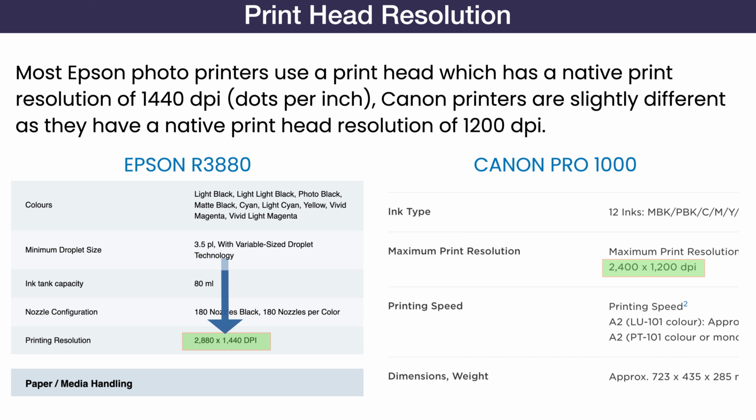Looking at my 3880 on the left, we can see that it has a printing resolution of 2880 by 1440. The Canon on the right has a print resolution of 2400 by 1200. The native resolution of the print head is always the smallest value. The way that they get to the larger value is by changing the spacing of the droplets per inch which are applied to the paper. So when we're talking about the native print resolution, it's always the smallest value.